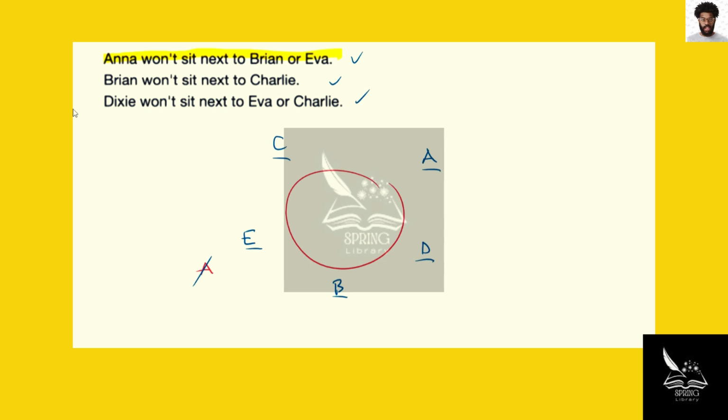So who's sitting to the right of Ava? That's Brian. So the answer to the question, who is sitting to the right of Ava, is therefore Brian.